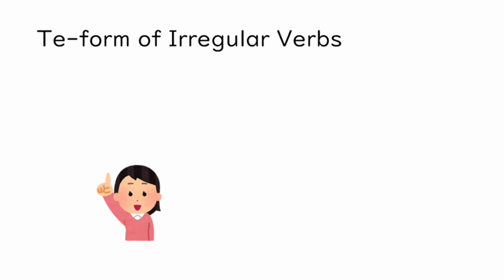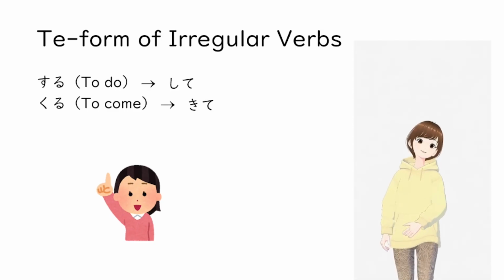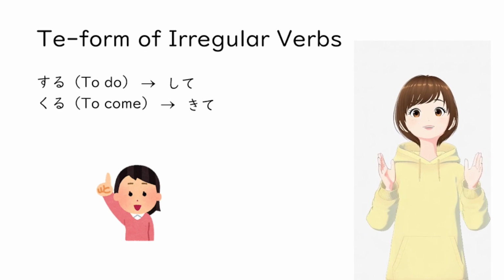Finally, irregular verbs. We only have two. Suru means to do, becomes shite. Kuru means to come, becomes kite. That's all the rules about te form conjugation.